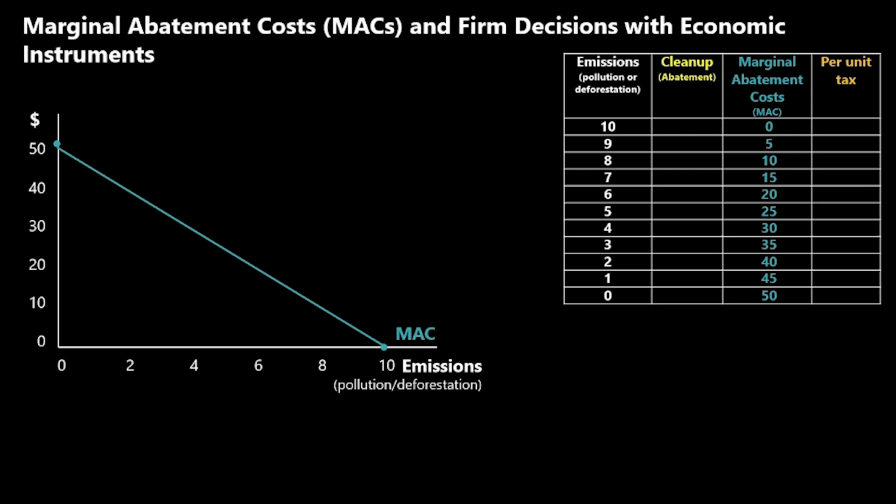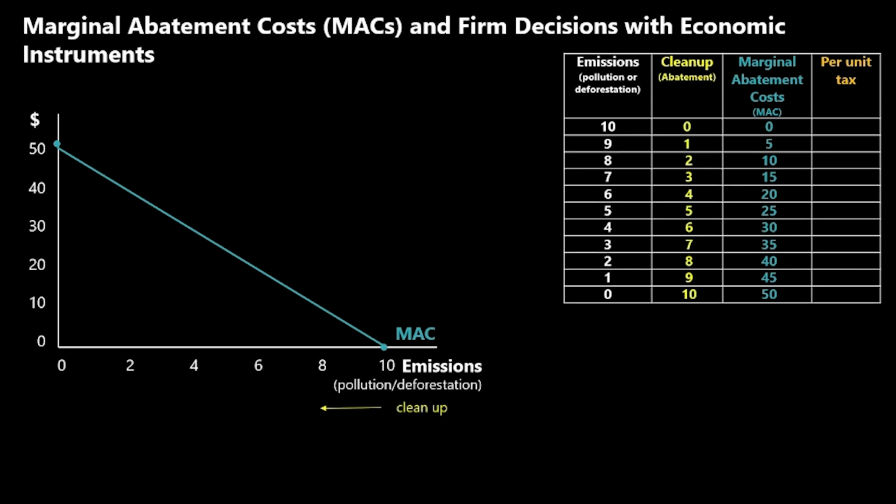So to begin with, we have the same marginal abatement cost curve that you've seen in a previous video. Notice that emissions increase from the origin and that cleanup increases in the opposite direction, that is, as we reduce emissions. What we're going to add to this example is a per unit tax. And what we have here is a per unit tax of $20 that's imposed on each unit of emissions that the firm emits. So the firm's allowed to emit as much pollution as they want, but they do need to pay the tax for each unit of pollution. So that per unit tax is set at $20.